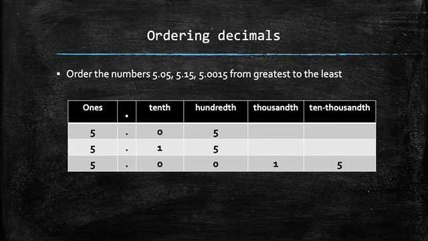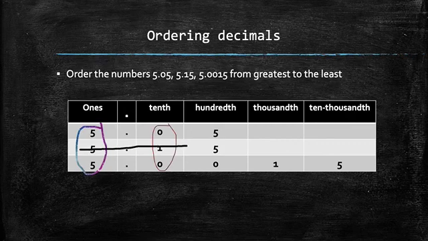We can see that all numbers have 0 in the ones place. We can't really tell which is bigger with that information. Then, we move past the decimal point to the tenths place. The largest digit in the tenths place is 1. That makes 5.15 the greatest number. We can cross that out to compare the remaining numbers.